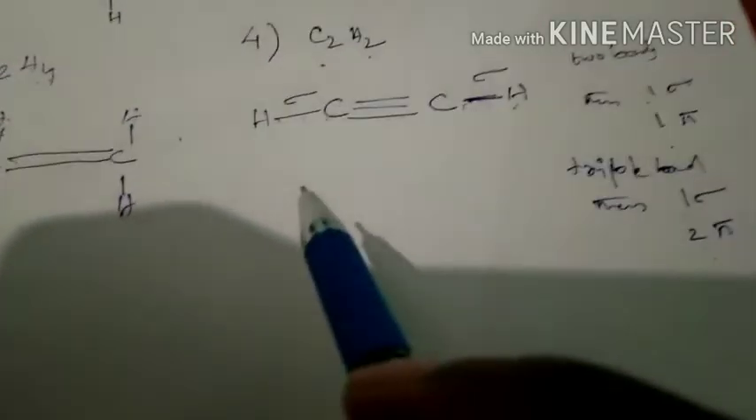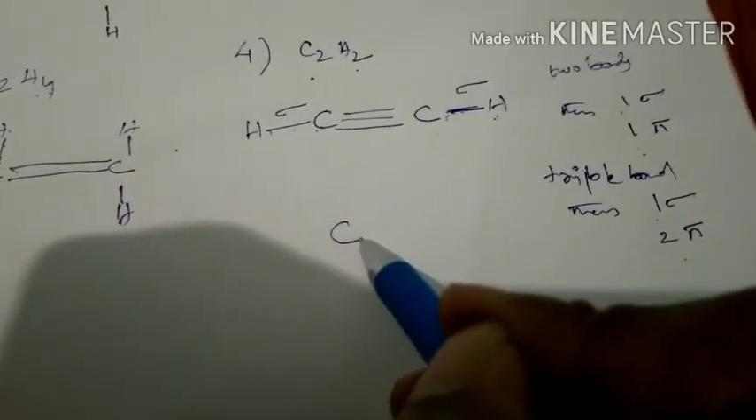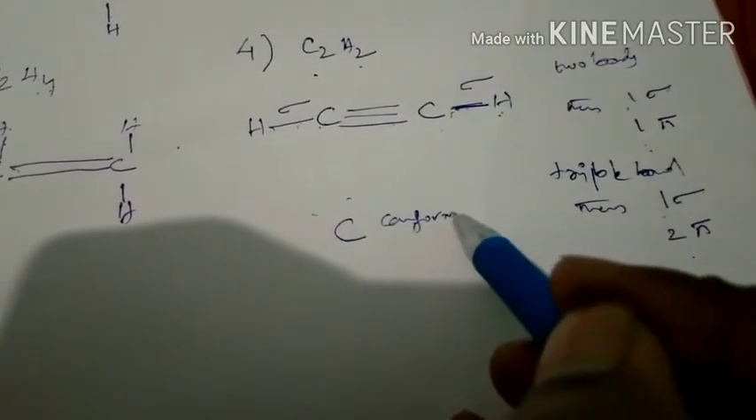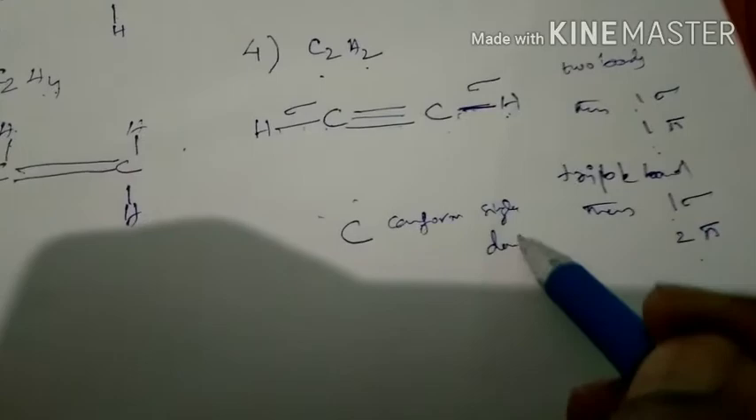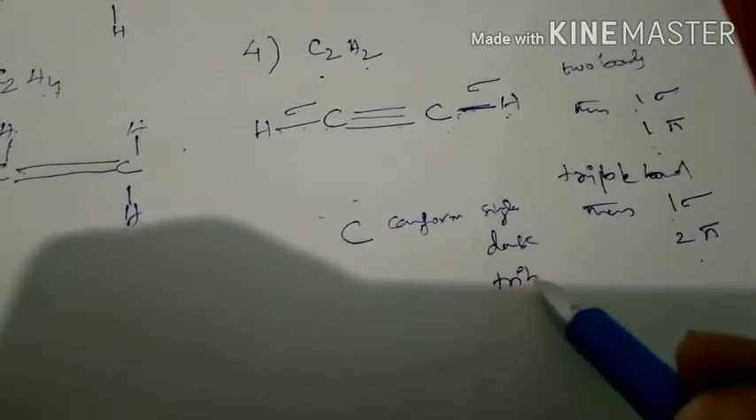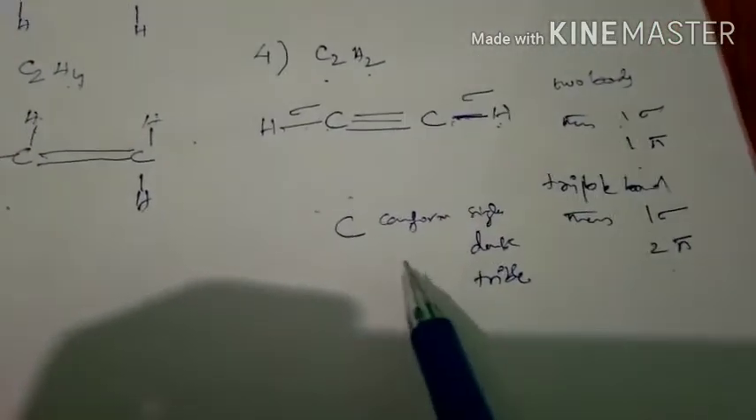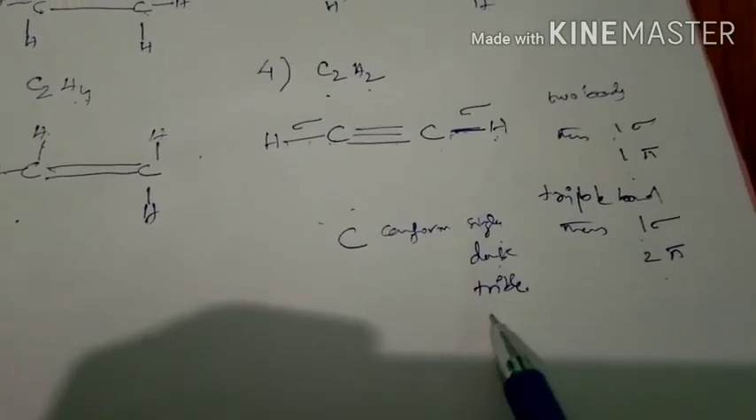Next, a very very important thing is carbon can form single bond, double bond and triple bond. This is a very important point. No other atom in the periodic table shows this much property. Carbon can form single bond, double bond and a triple bond in its compounds.